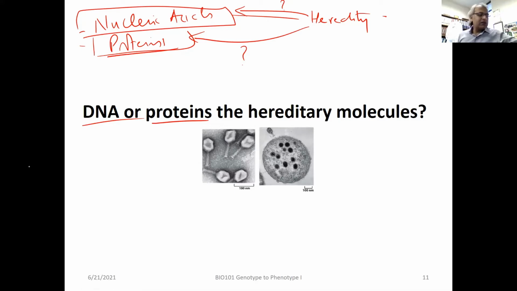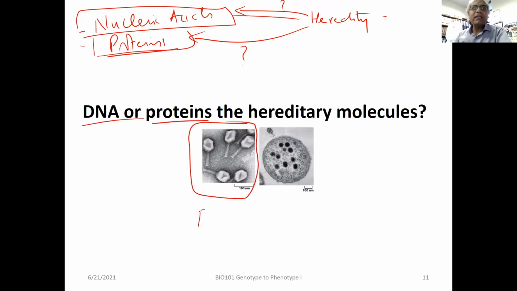Now, how do we prove whether it is the DNA or the protein which is the molecule of heredity, which is responsible for inheritance of traits and characters from parents to offspring? And it's a beautiful electron micrograph, if you pay attention here.